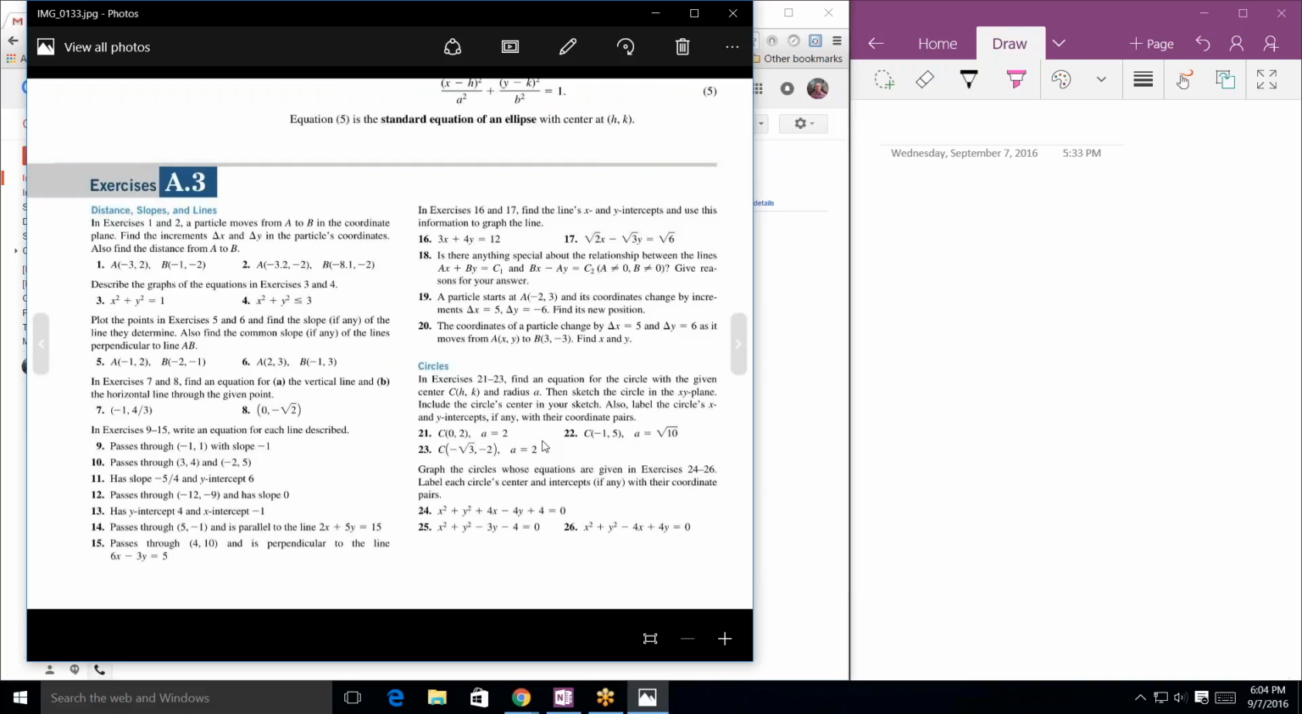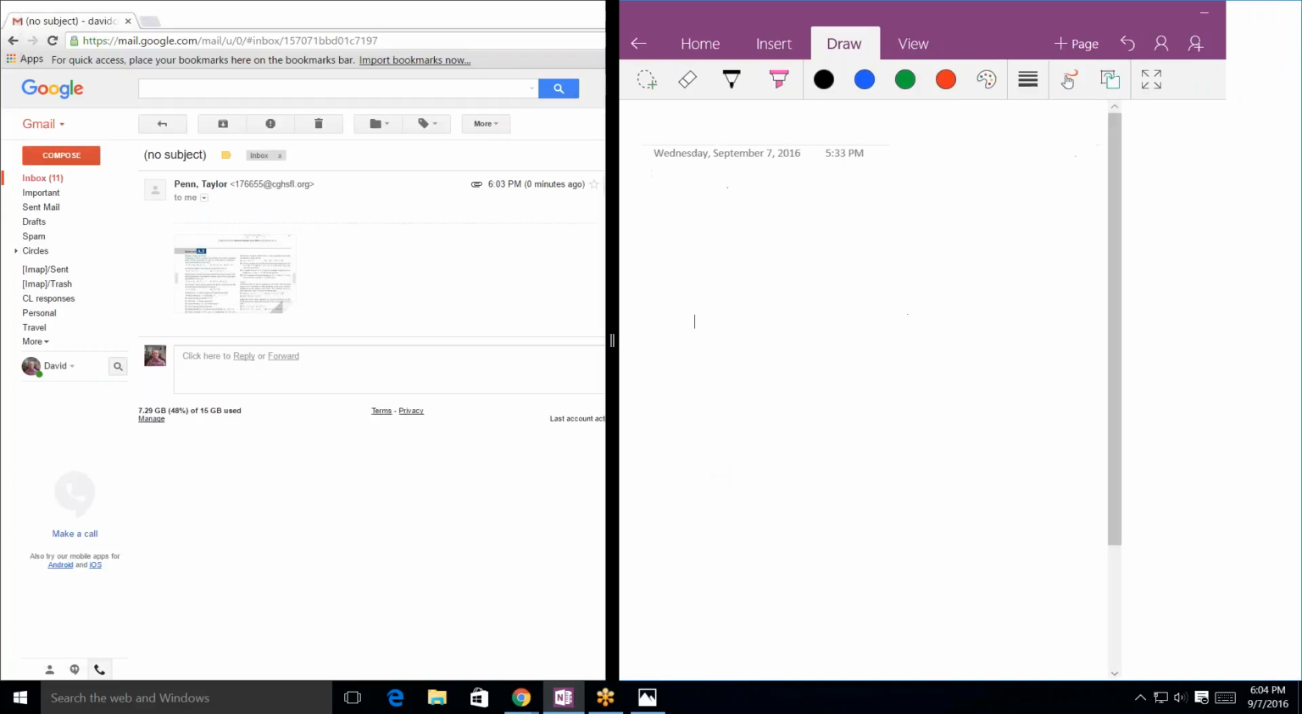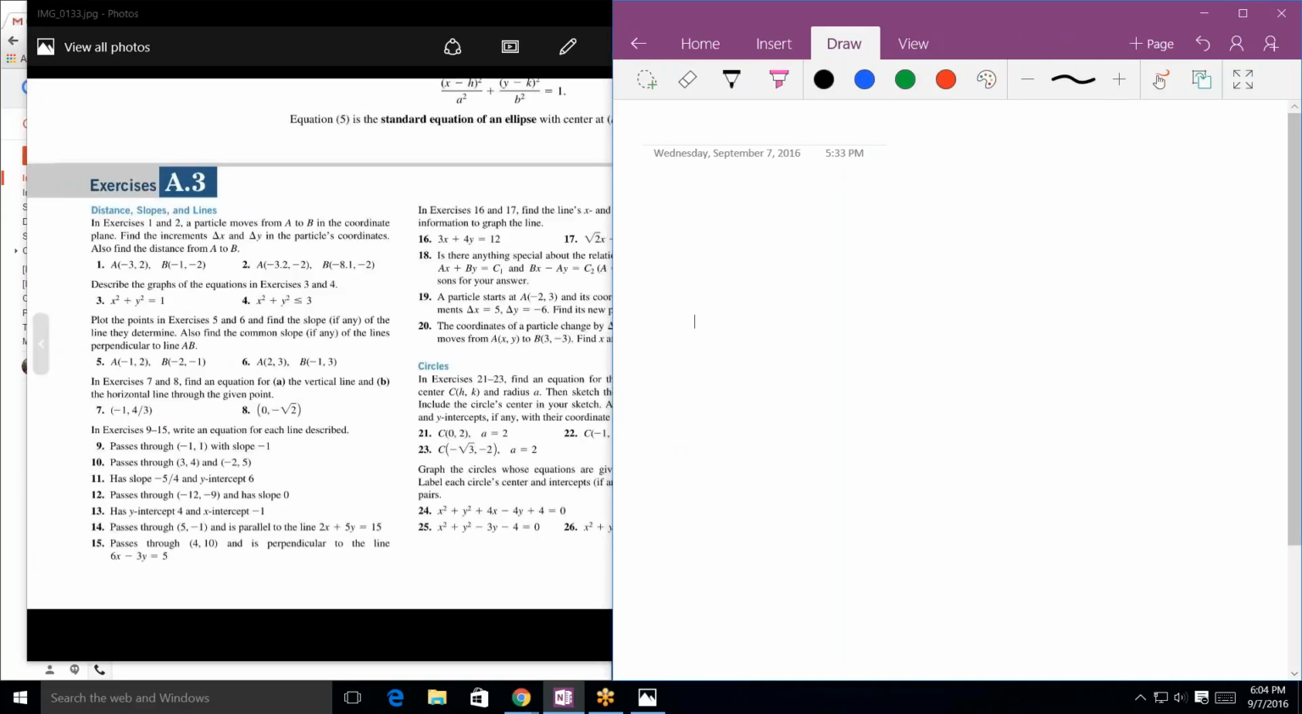Okay. So we're talking about circles. So the very first thing we want to know is the equation, the general format for the equation of a circle. What is it? Always have to start there.